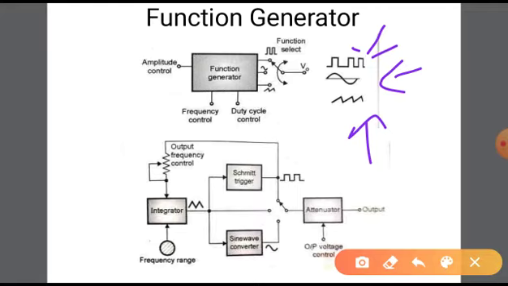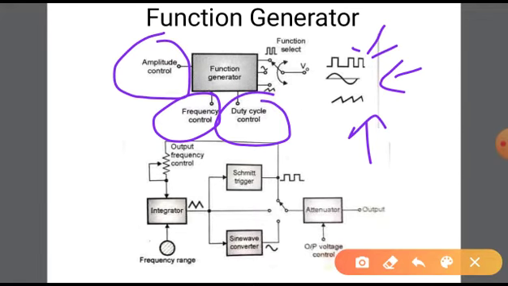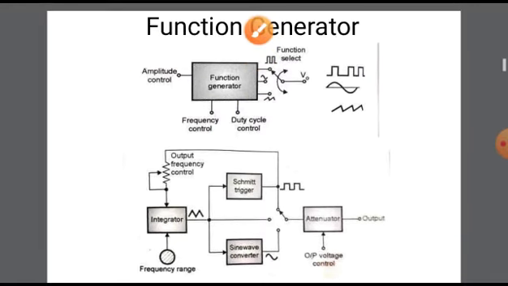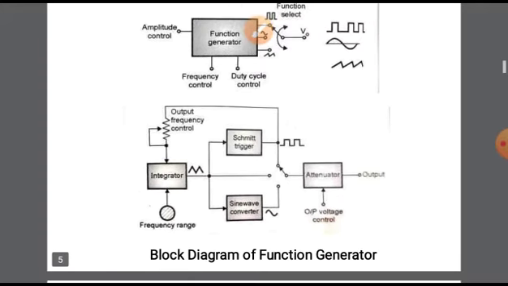Here are some of the controls available on the generator: amplitude control, frequency control, and duty control. When you switch on the power supply, you can select a particular waveform using the button. You press the button and the waveform will be selected at the output. Here is the general block diagram of the function generator.